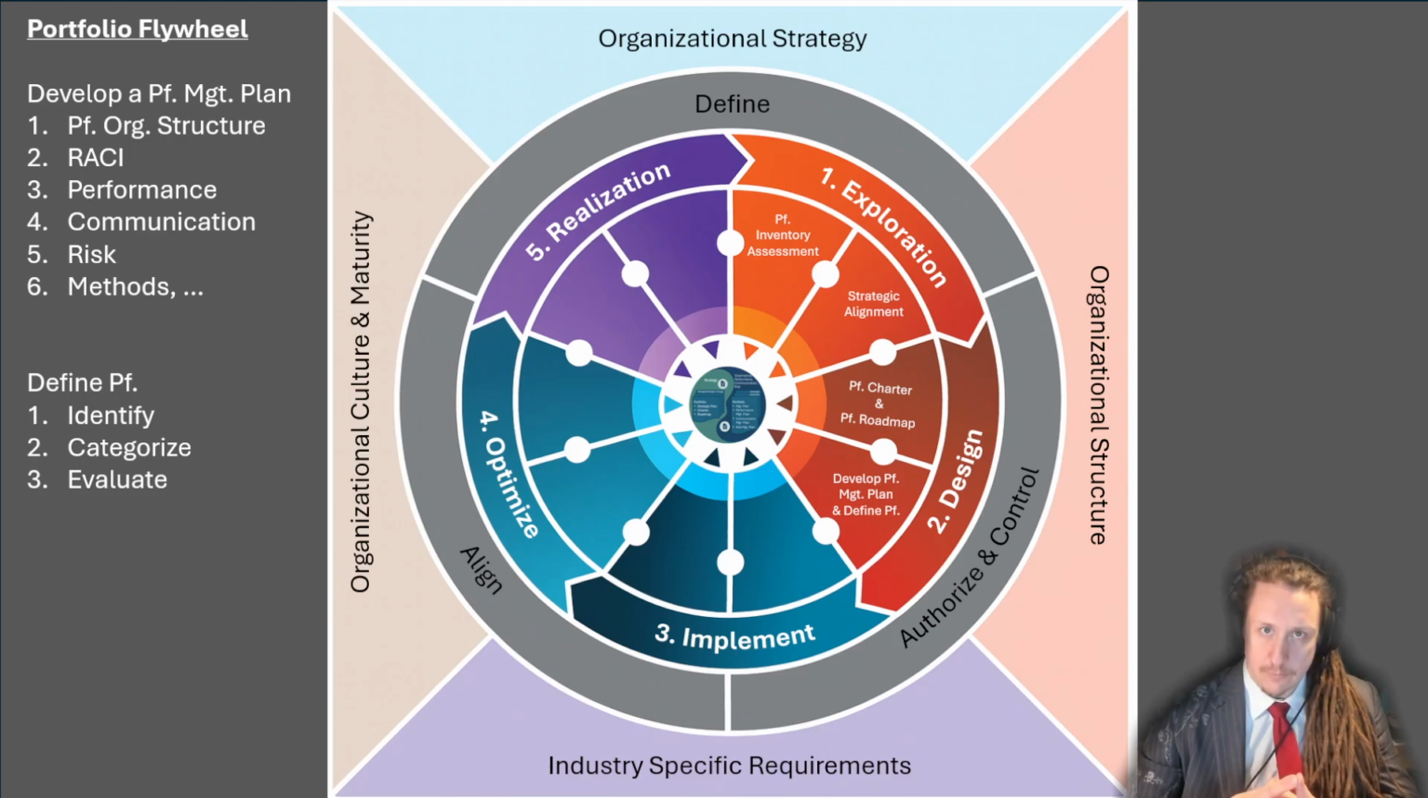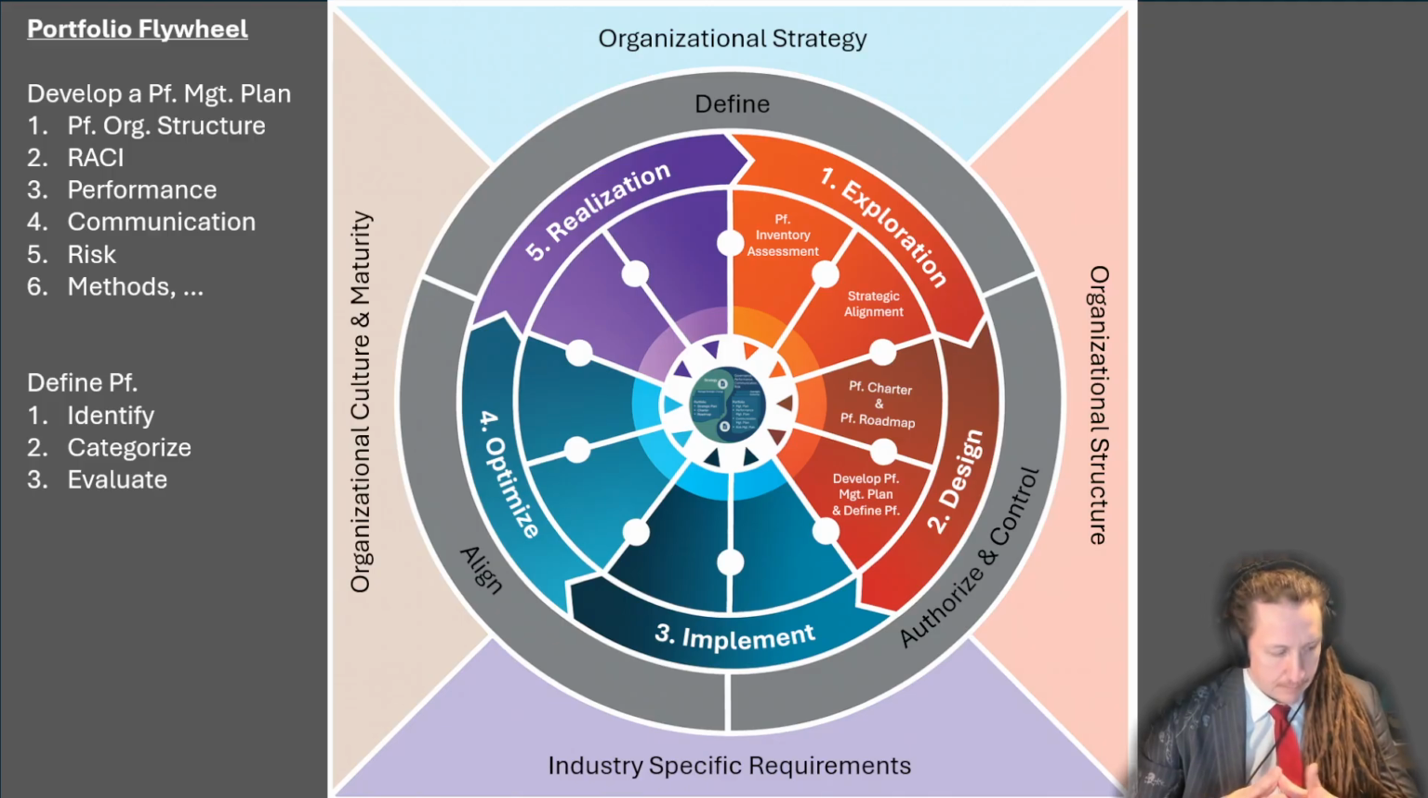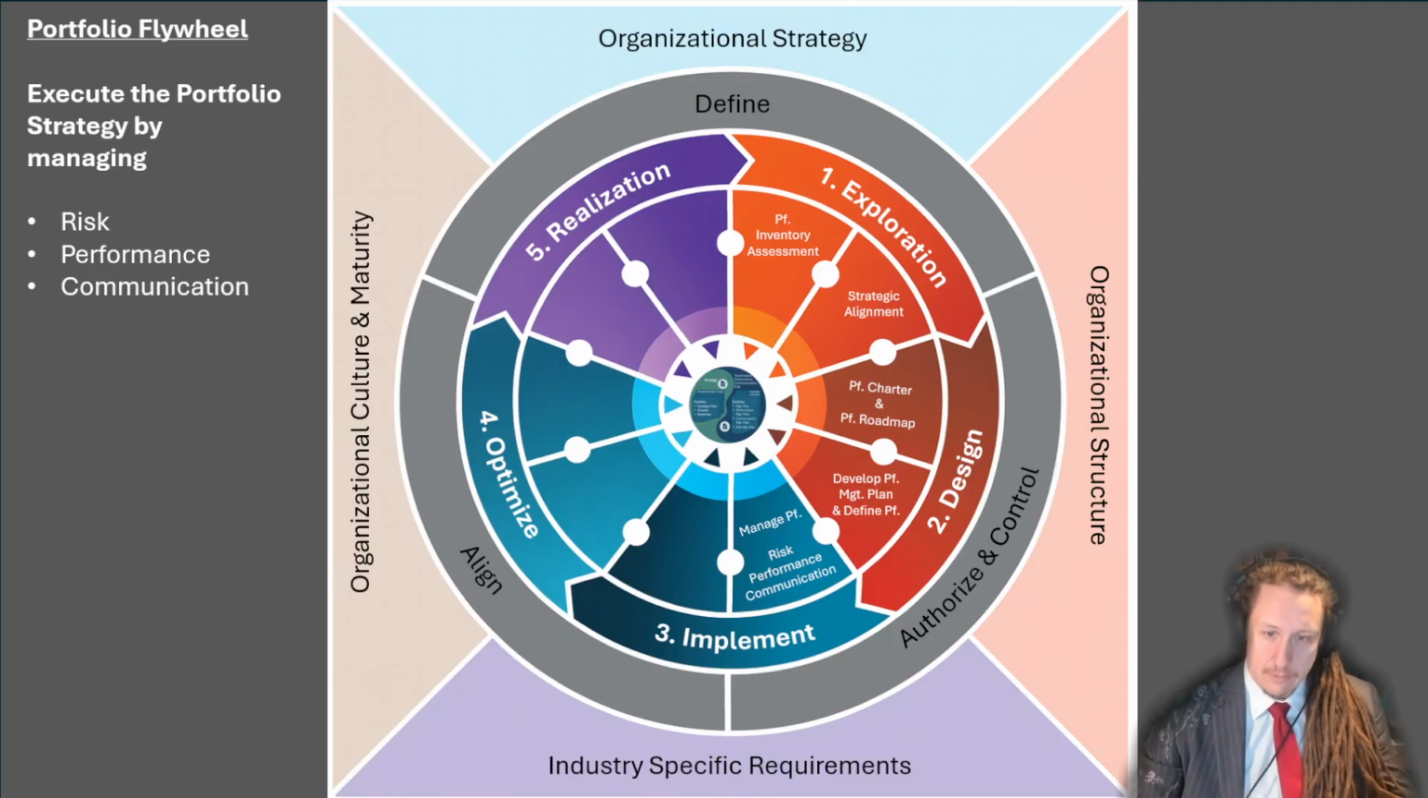And you define the portfolio, you categorize it, and you create the sub-portfolios, and/or you could also create your portfolio plans in terms of risk, communication, and performance. Then you go to implement, you manage the risk, you manage the performance. So this is where we are in the aligning group.